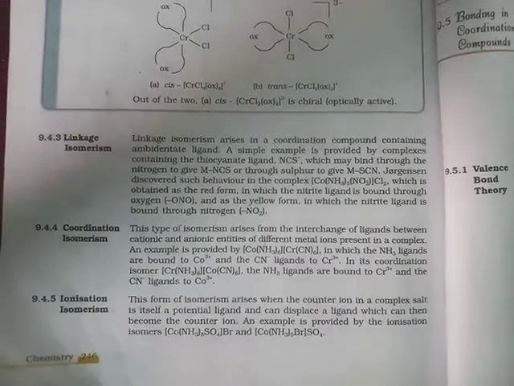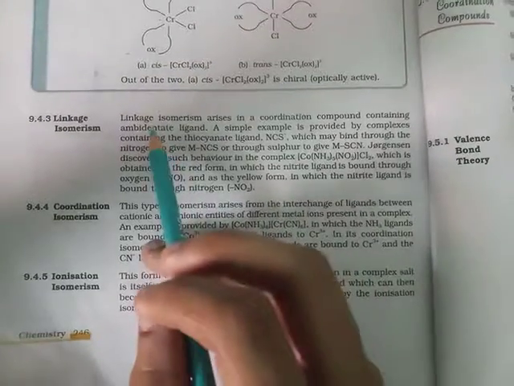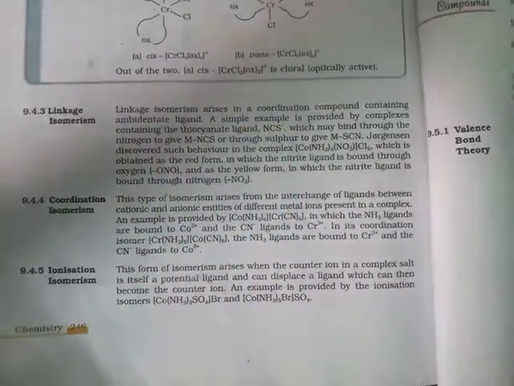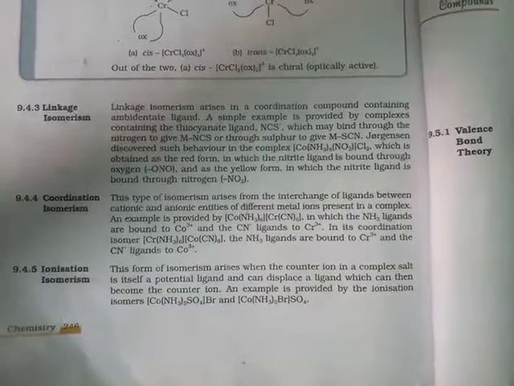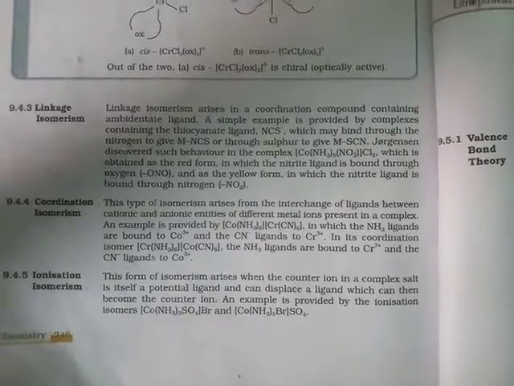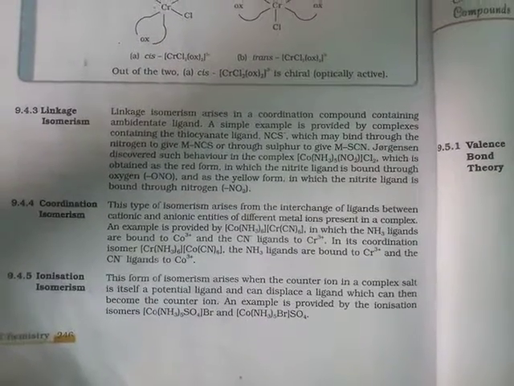Now these are very simple. These you can learn from the NCERT also. You don't need to learn, you will just read once, you will understand. So I'll also read it once. Linkage isomerism arises in a coordination compound containing an ambidentate ligand. Now I told you what is an ambidentate ligand. An ambidentate ligand is one which has 2 sites for activity, but still it is a unidentate ligand.